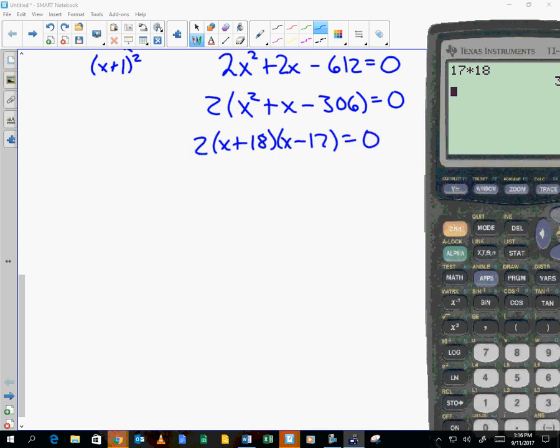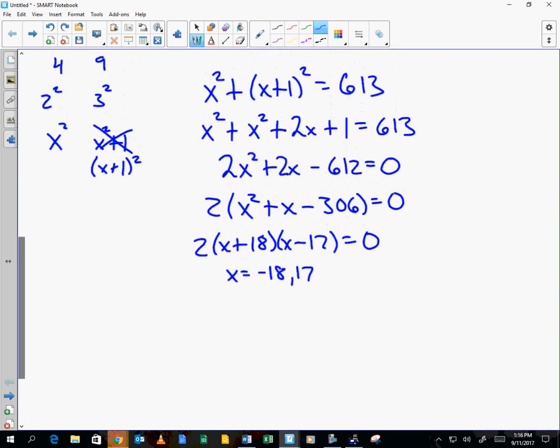Sweet. So my solutions are? I'm done, right? What does the problem ask for? Those are not consecutive squares, so what should I do? Very interesting. Let's see what happens. I'm going to take negative 18 and plug it in. Negative 18 squared. Very good, 324. And then negative 18 plus 1, negative 17 squared, 289. Those are consecutive, right?